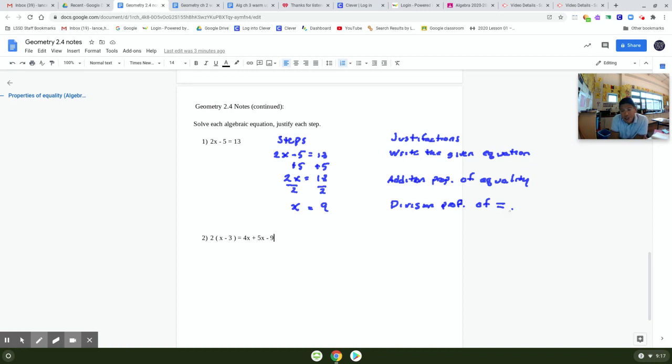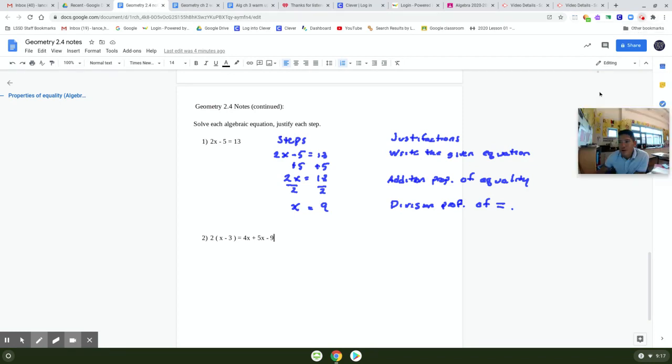And then technically, if you checked your solution, you would be using the substitution property of equality. It just said solve the algebraic equation and justify each step. I'm not going to check my solution. It should check.